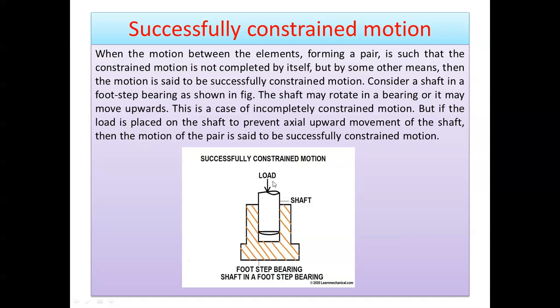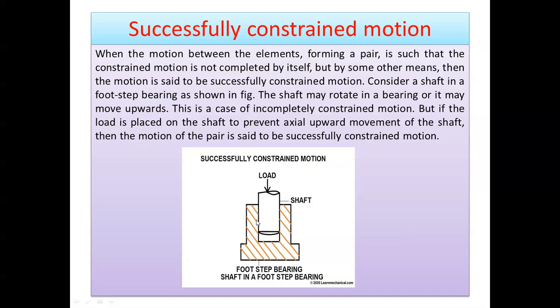But when we put a particular load on that shaft, it will restrict one of the directions, the upward and downward movement. So the shaft will only rotate in that particular bearing. So with this we can say that the constrained motion is not completed by itself but by some other means, then the motion is said to be successfully constrained motion. So considering the shaft, we have already discussed it.